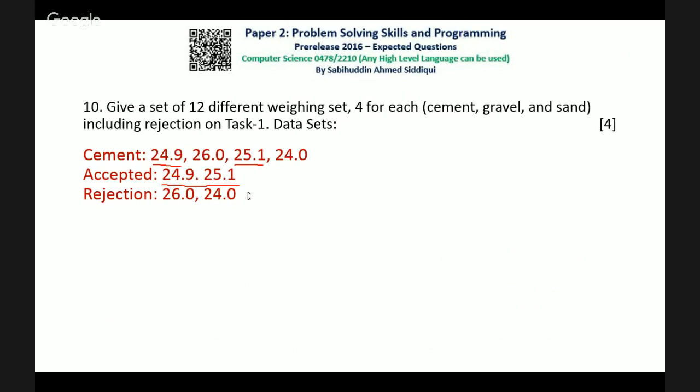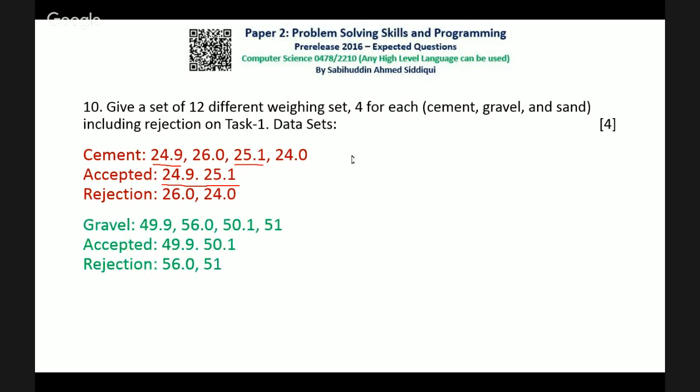So the next data set should be gravel, that is 49.9, 56.0, 50.1, 51. The accepted data would be 49.9 and 50.1, and then the rejections are 56.0 and 51. And just notice this is 51. This is straight data, known as an integer here. There are no fractional points here. That means it should be 50.0 or 51.0, but this is abnormal data. You have to put the decimal point in between, which is this. So you can see the correct data has this decimal point, but the wrong data does not have this.